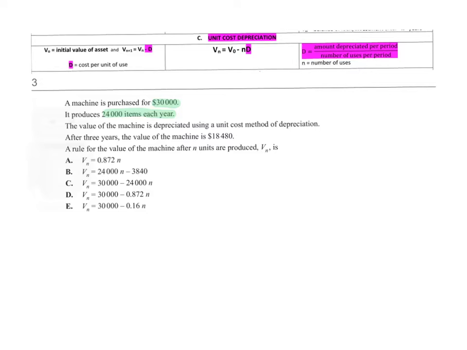The value of the machine is depreciating using the unit cost method. So this is where you're going to go find the unit cost depreciation section. I've gone and found that up on my table, and that's what I'm going to look at. And so after 3 years, the value of the machine is this. A rule for the machine for n units. So this column here in the middle on your table is always the nth term formula, or how to find the nth term rule. So you can see it there.